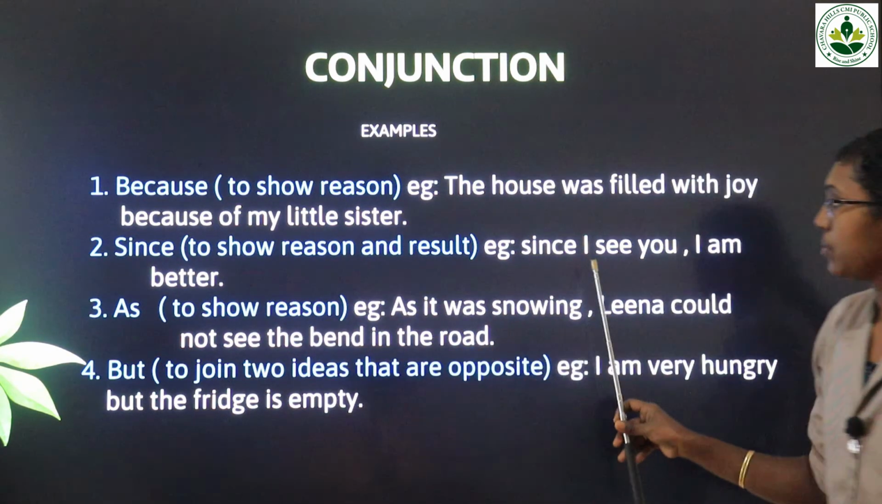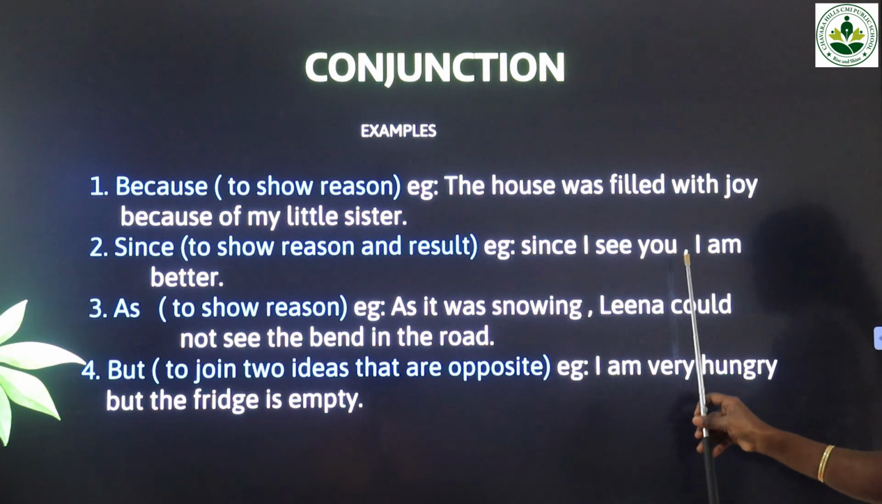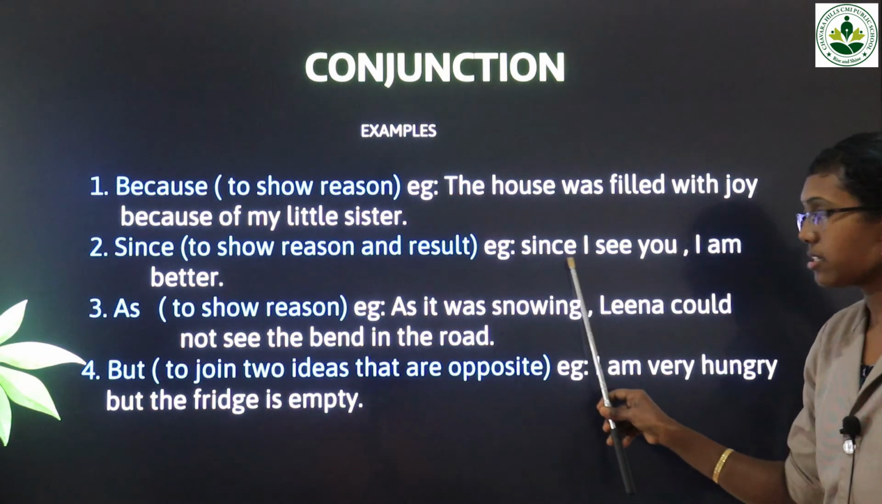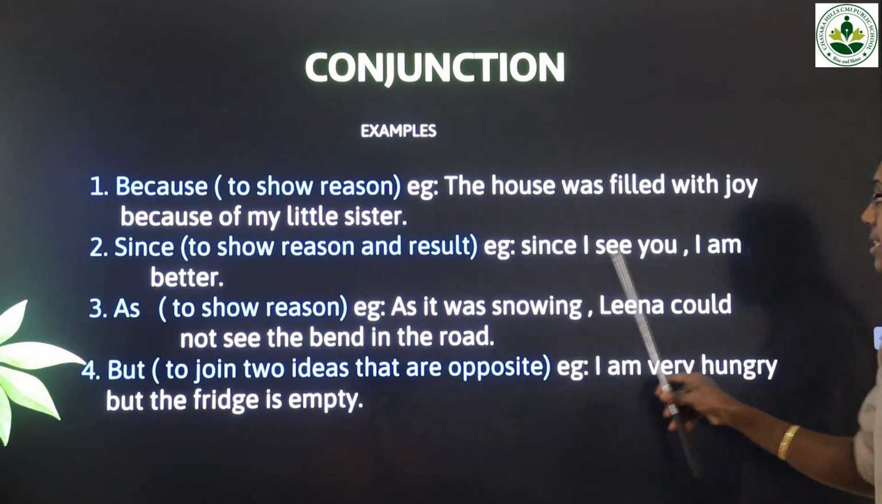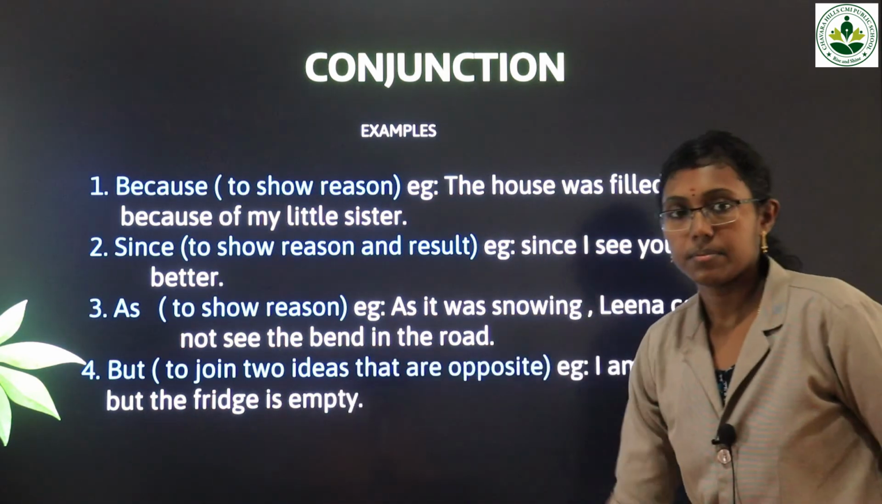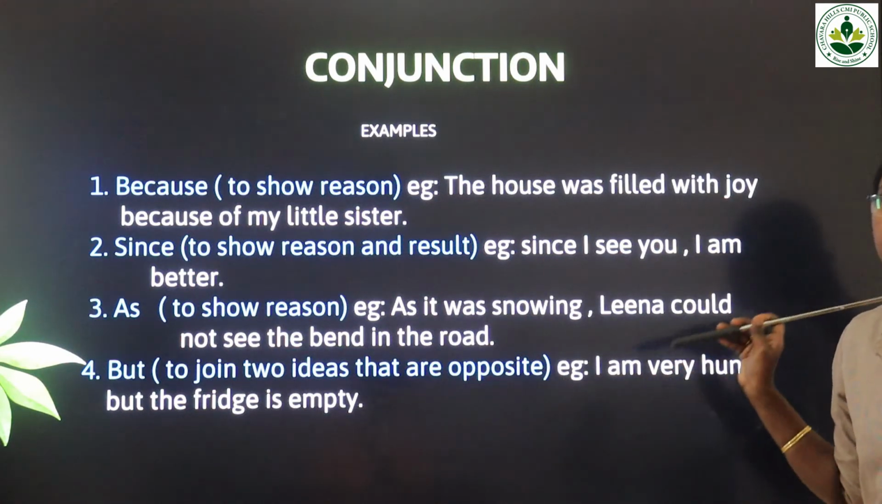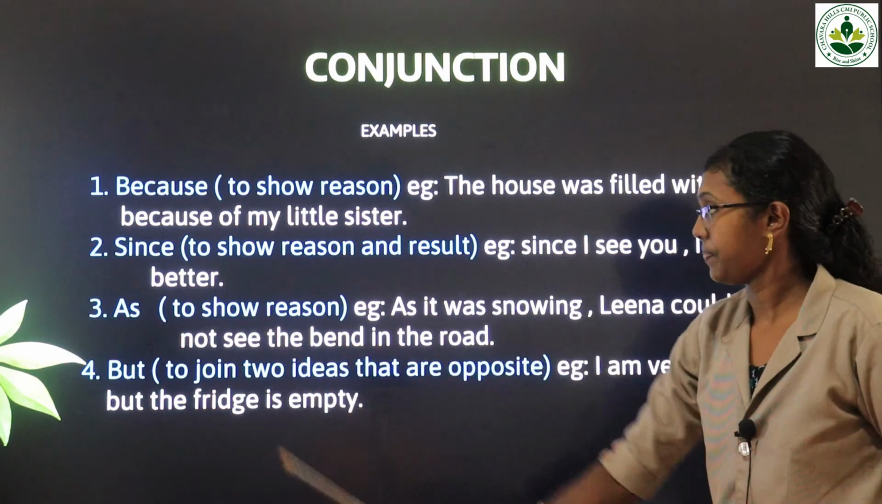Then how to use since. Since I see you, here one comma is there. Why? Because we used the conjunction in the beginning of the sentence. Since I see you, I am better. Okay, it is showing the reason. Since I see you, afterwards I became very happy, I became better.